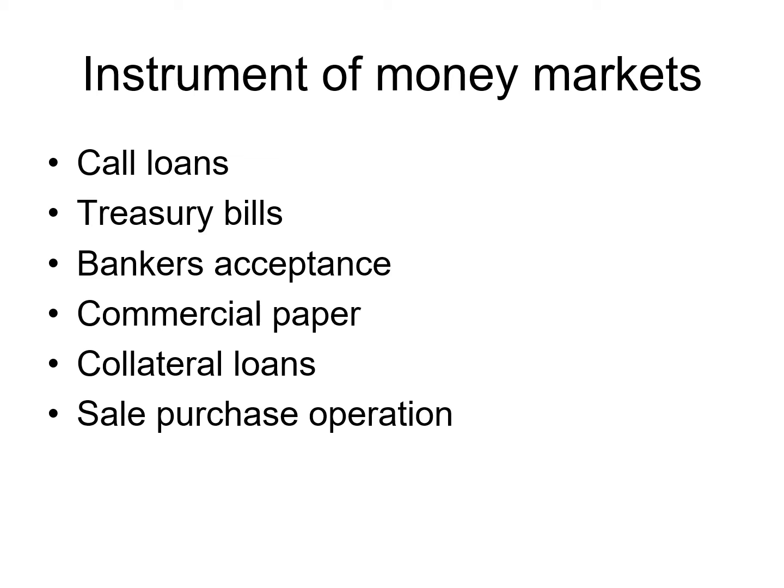Secondly, we have treasury bills. Treasury bills are the government short-term securities, as mostly these securities are from 3 months to 1 year, and these are mostly issued at a discount. These are discounted bonds, like they are issued at a discount rate and mature at their face value.